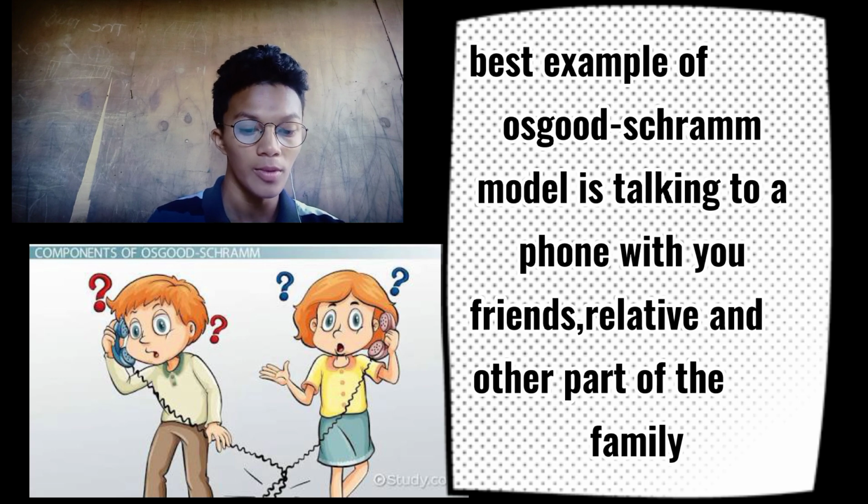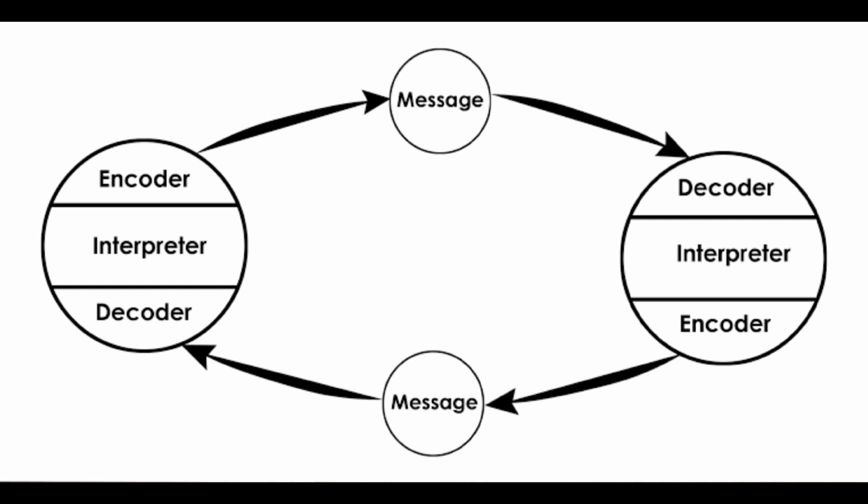The Osgood-Schramm model of communication is a cyclical rather than linear experience that involves a sender who encodes a message and the receiver who decodes it. Before I end this topic, let's make sure that we understand what encoding, decoding, and interpreting are.